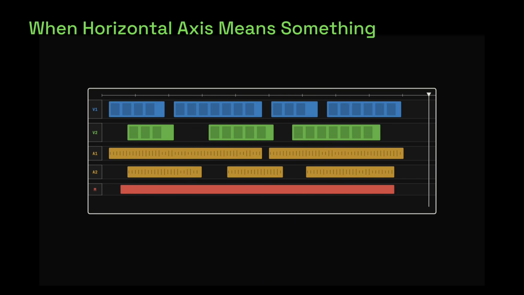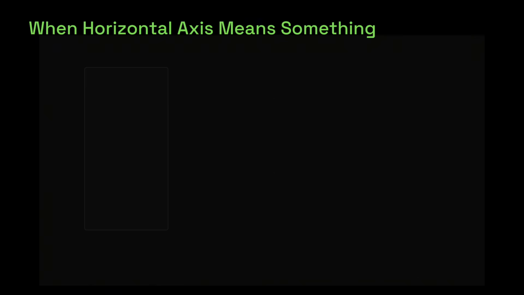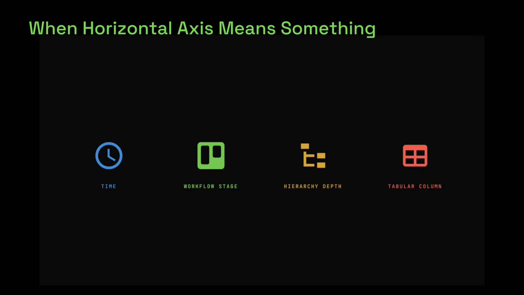Video editors put the timeline horizontally because time flows left to right. Avid Media Composer did this in 1989, and Premiere, Final Cut, Pro Tools, and Ableton all inherited the convention. Gantt charts have been horizontal since they were invented. Kanban boards follow the same rule. Horizontal scrolling works when the axis carries a meaning the user actively cares about. Things like time, workflow stage, hierarchy depth, tabular column. The axis is loaded with semantic content, and the user moves along it because they are tracking that content.